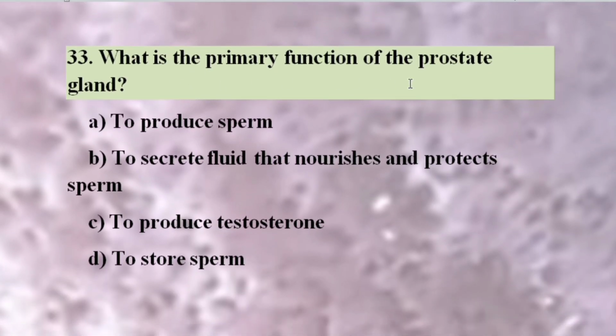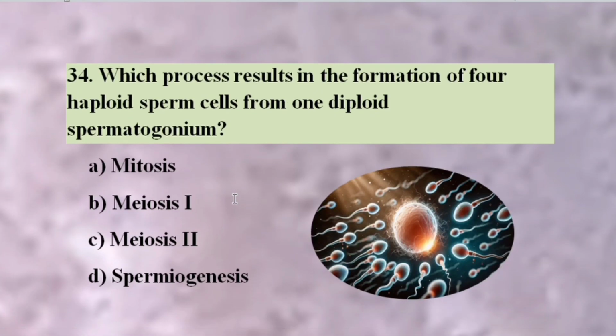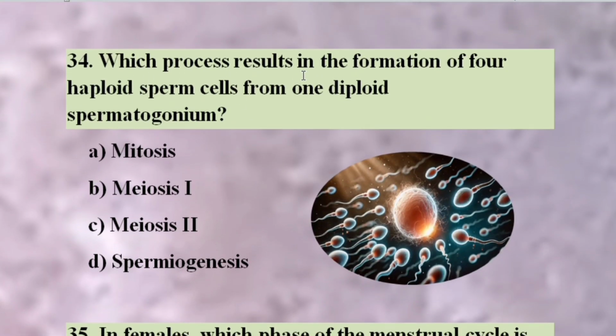What is the primary function of prostate gland? Alpha, to produce sperm; beta, to secrete fluid that nourishes and protects sperm; Charlie, to produce testosterone; delta, to store sperm. Here the right option is beta, to secrete fluid that nourishes and protects sperm. Which process results in the formation of 4 haploid sperm cells from one diploid spermatogonium? Alpha, mitosis; beta, meiosis 1; Charlie, meiosis 2; delta, spermiogenesis. Here the right option is Charlie, meiosis 2.